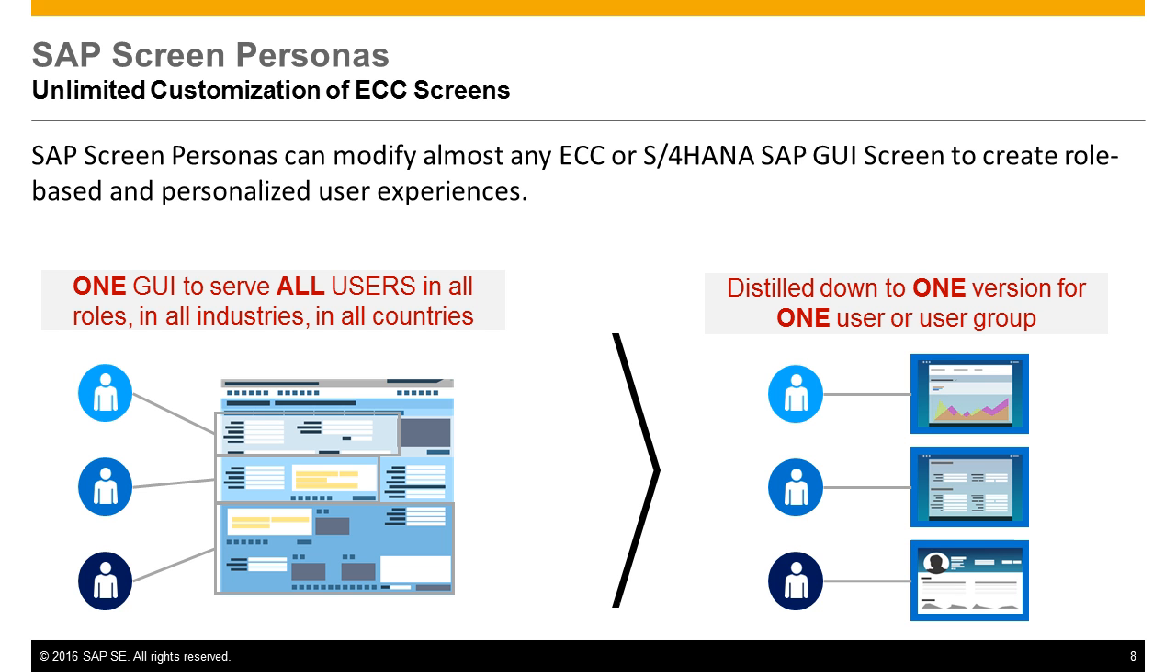So on the left, we really have one GUI to serve all users. That T code is designed to address all the industries, all the roles, all the countries, and geographic variations. Basically, one macro transaction. And really what we want to get down to is, how do we distill one version for a specific user group, and how do I put that in the hands of my customers and my SAP partners to make that happen? And that's what Screen Personas does.